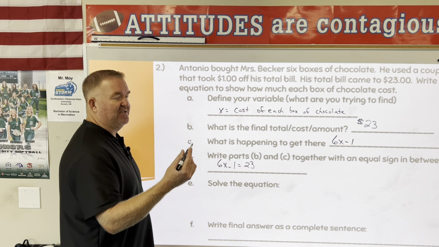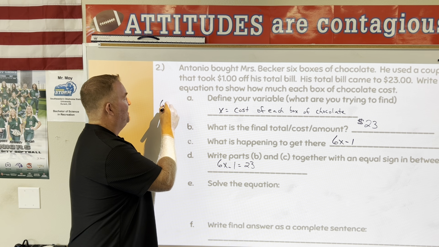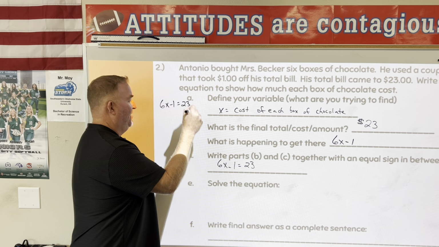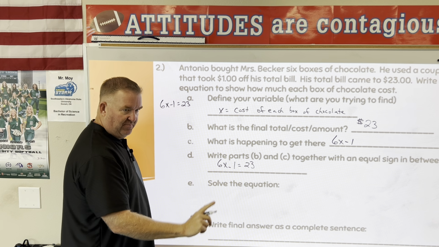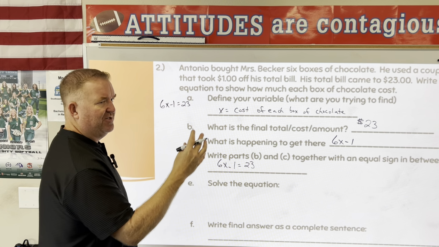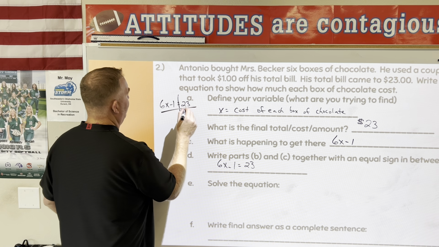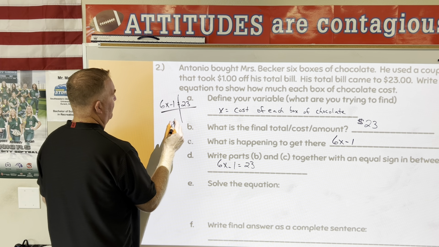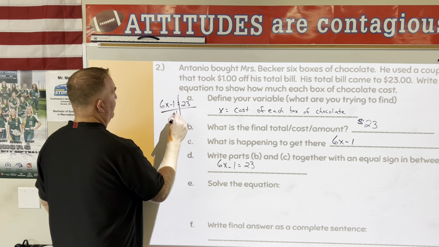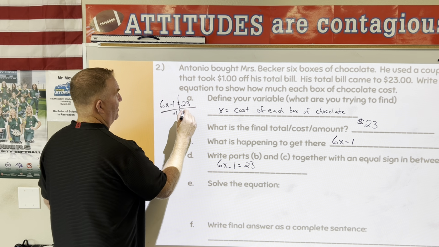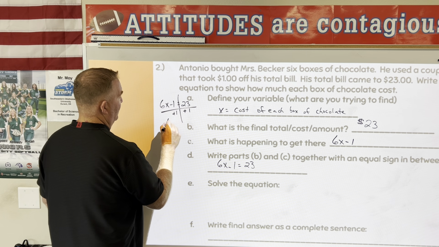All right, here we go. How do we solve this, guys? 6x minus 1 equals 23. Okay, here we go. How do I do this? Okay. No, it's already minus 1, so what does it become? Plus 1. So 6x equals 24.